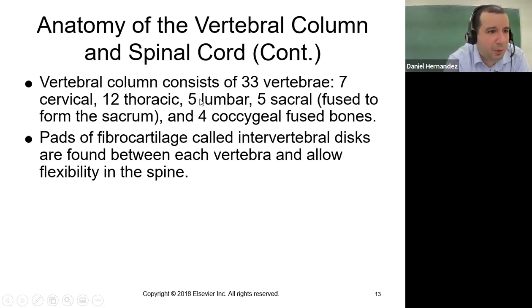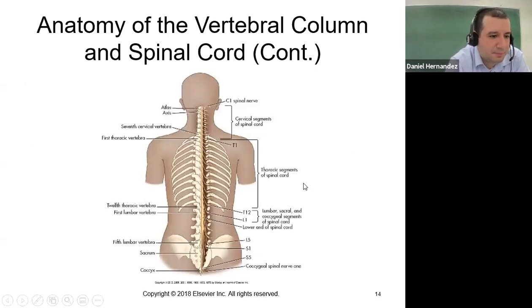So there's also 4 coccygeal fused bones. There are pads of fibrocartilage called intervertebral discs that are found between each vertebra and allow for flexibility of the spine. If we look at our chart, this is the area that we're focused on, from our coccyx all the way up to basically our T12. So this is the section of the spine that we're going to be assessing when we do our ultrasound, this lower portion of the spinal cord.